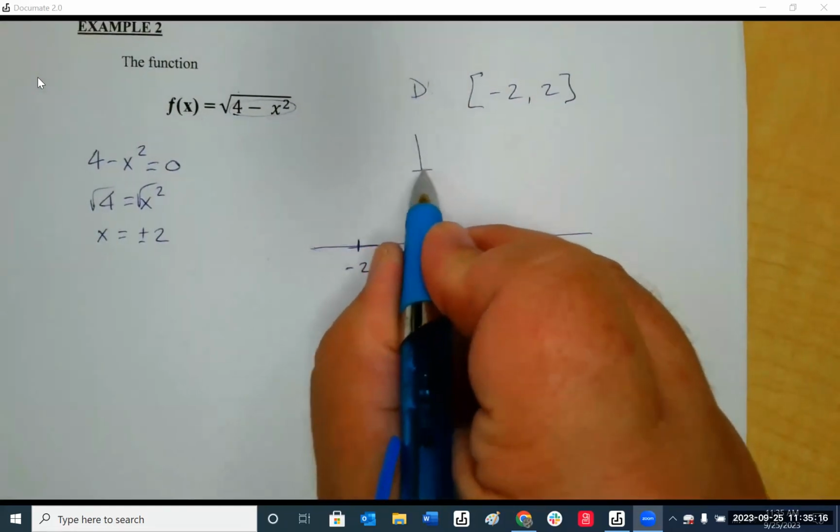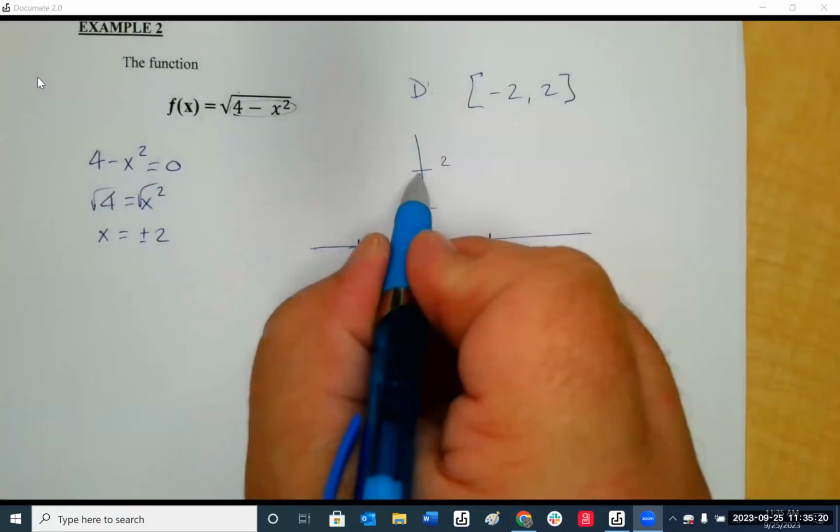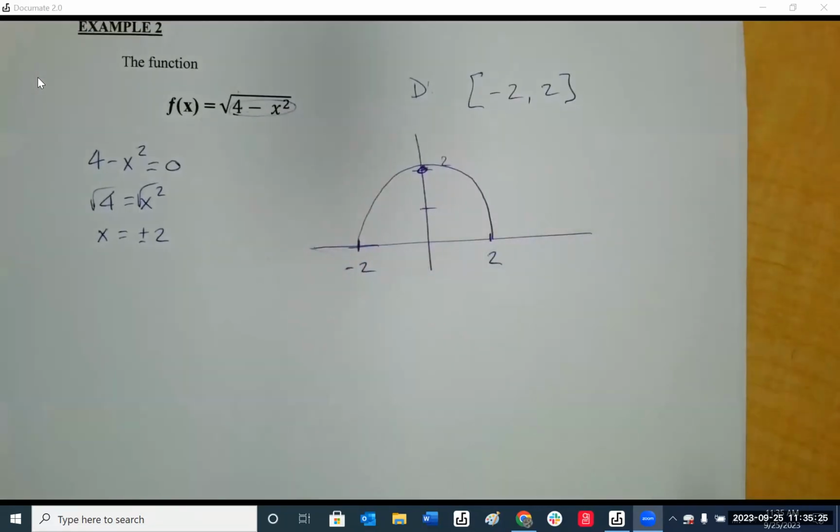Our range, since you can go from 0, when x is 0, it's 2. We know this is a semicircle.